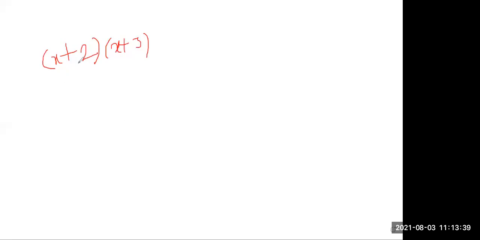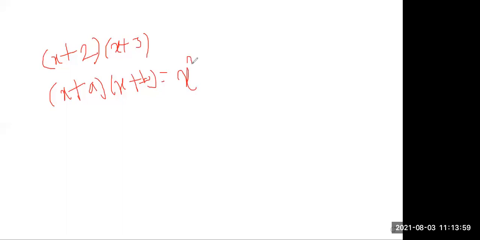Now you see (x+2)(x+3). We have seen the formula (x+a)(x+b). Put the formula here: (x+a)(x+b) is equal to... By the formula we are going to solve this problem. So what will you get here?